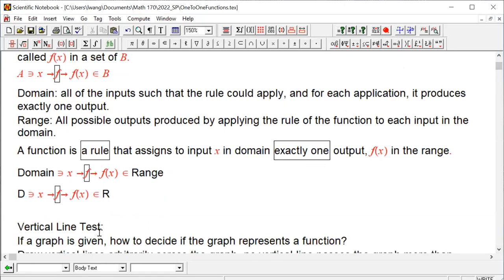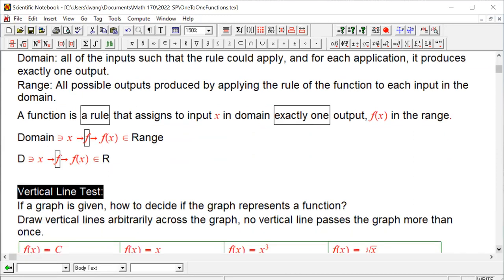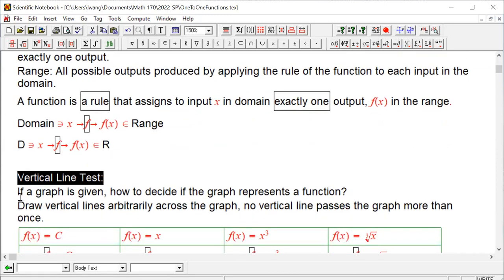Vertical line test. Some of you might have learned this before, but I'd like to review it, because if a graph is given, how do we decide if the graph represents a function? Representing a function means for each input, there's exactly one output.